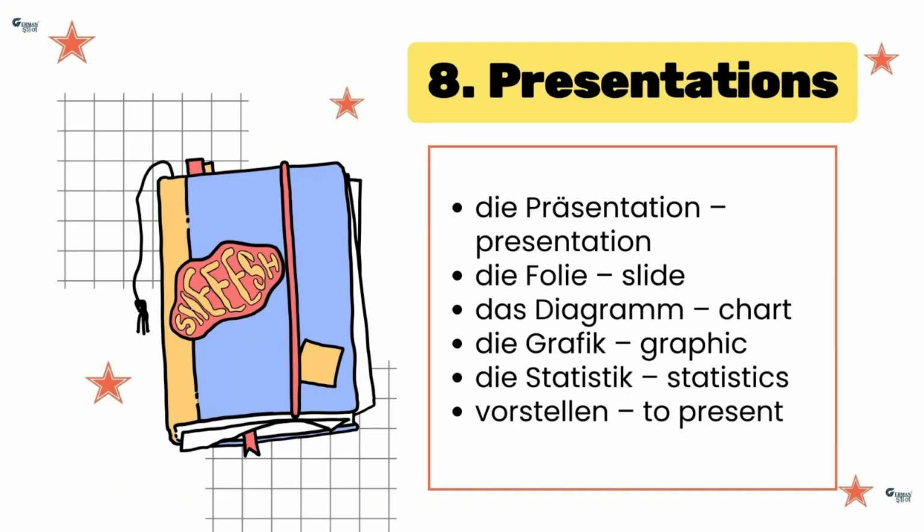Vocabulary related to presentations. So the first word is die Präsentation, which means presentation. Die Folie is slide. Das Diagramm is chart. Die Grafik is graphic. Die Statistik is statistics, and vorstellen is to present.